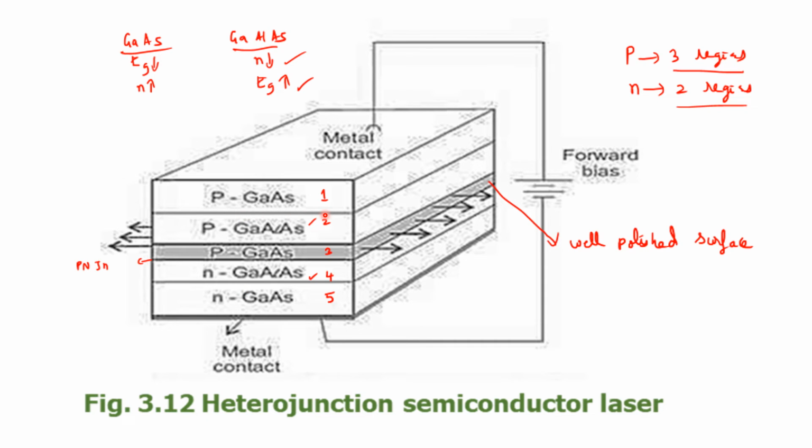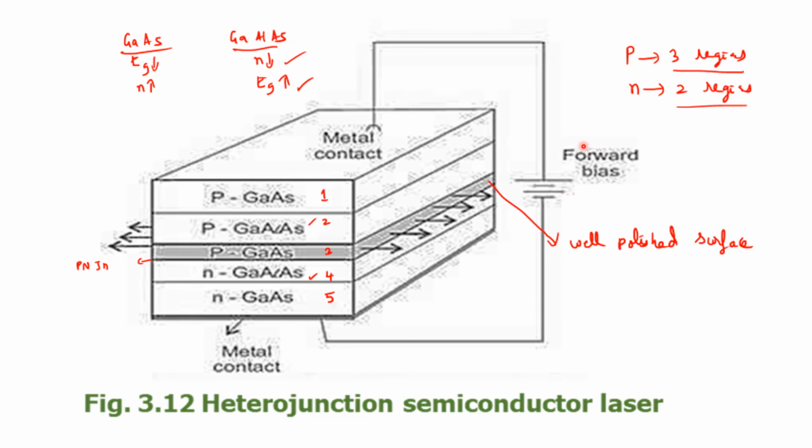Now let us see the construction of this heterojunction semiconductor diode laser. It consists of five layers: layers 1, 2, 3, 4 and 5. Layers 1, 2 and 3 are made of P-type material and layers 4 and 5 are made of N-type material. So still it is a PN junction only. The P-type, with the help of a metal contact, is connected to the positive of the battery, and the N-type, with a metal contact, is connected to the negative of the battery.